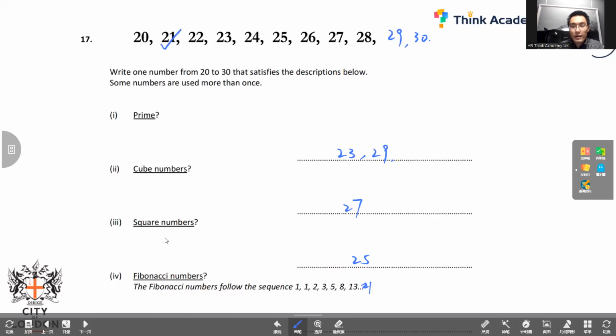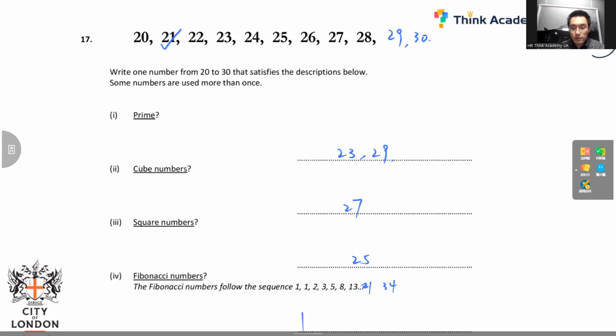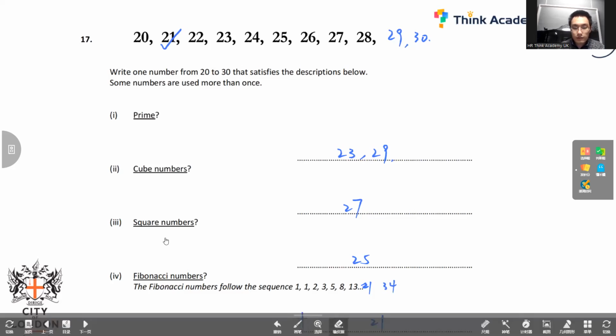You can write it down. And the next one is 13 plus 21, which is 34. So it's more than 30. So only 21 meets our demands. Write it down here.